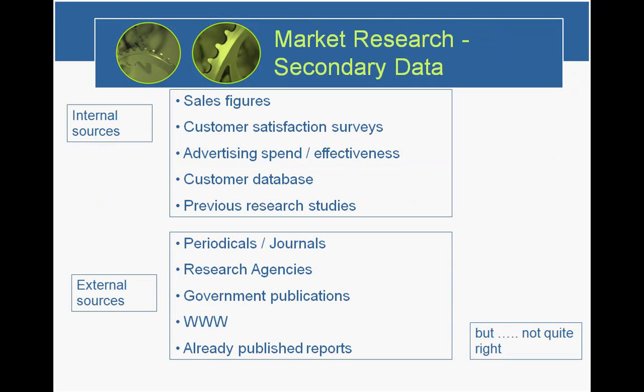Now, secondary data can come from internal or external sources. There could be sales figures, which obviously are obtained internally, customer satisfaction surveys, which are obviously very informative, advertising spend and the effectiveness of the adverts, customer databases, or previous research studies. External sources are journals, periodicals, anything the government publishes on trends or policies, regulations, research agencies, so if you look at Keynote, Mori, Mintel, and any other published reports that are out there.